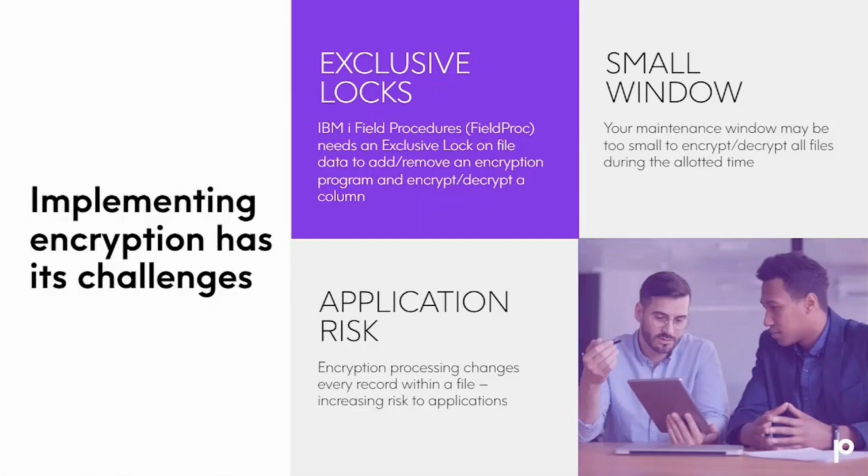Some of the things that you run into, of course, is exclusive locks. That's an easy one. Everybody can understand that. When you start an encryption project, you take an exclusive lock and start the process, and it starts at the top of the file and goes to the bottom, and you can't do anything with that file until you're done. So you might have a small window to do that, which is clearly a problem, but you also are changing every record within that file. So there's some application risk that you need to be thinking about as well. We're going to talk about a solution, encrypt while active, that might be able to help us with that.